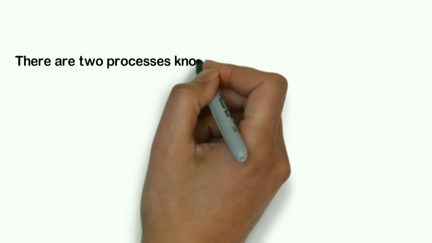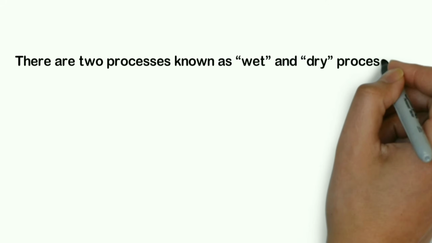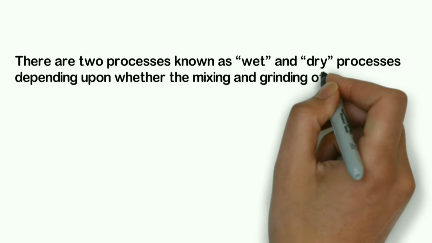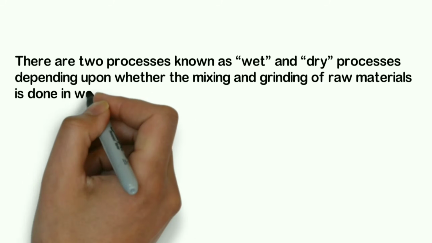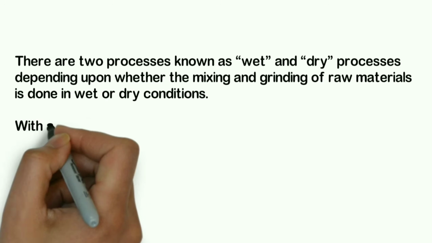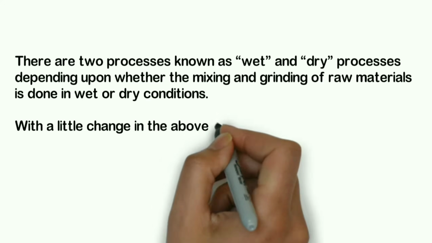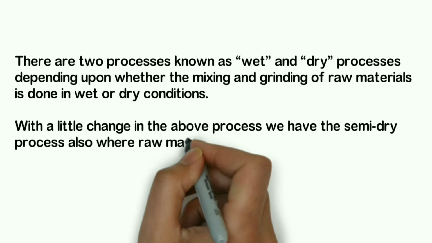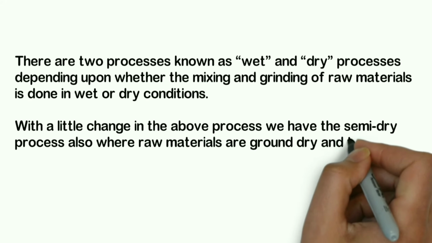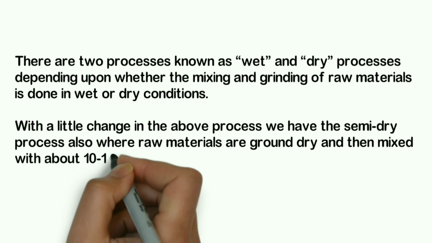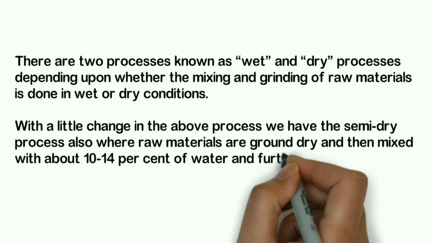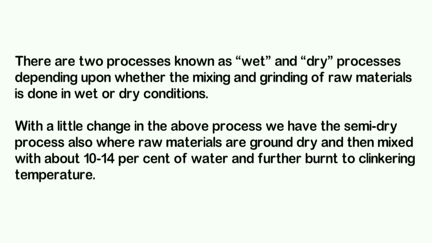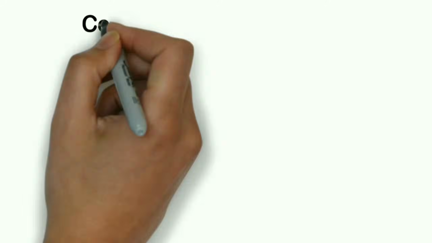In cement manufacturing, there are two processes. One is known as the wet and the other is known as the dry process, depending upon whether the mixing and grinding of raw material is done in wet or in dry conditions. And also with a little change in the above process, we can also have a semi-dry process where raw materials are ground dry and mixed with about 10 to 14% of water and then further burned to clinkering temperature.